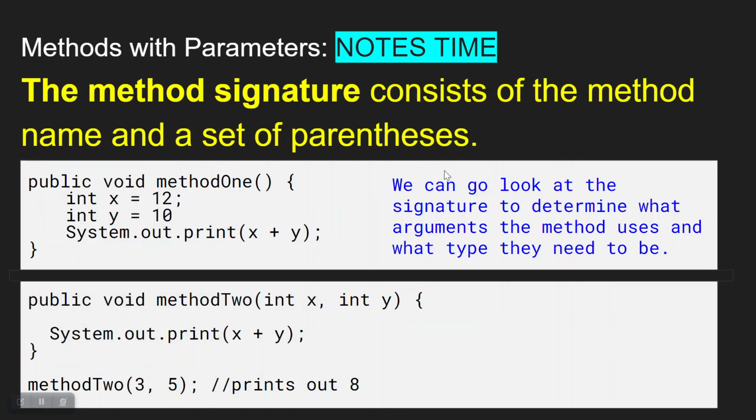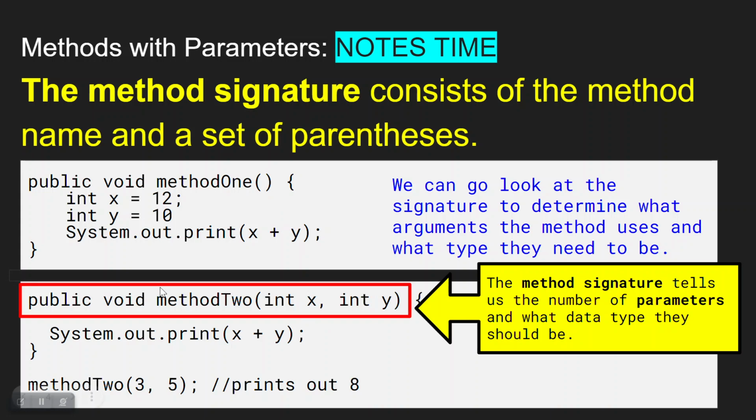Now we can look at the signature to determine what arguments the method uses and what type they need to be. So for instance, right here, public void method1, there is nothing in these parentheses. So that means this takes no parameters. And so when we call method1, we're going to call it with nothing inside those parentheses.